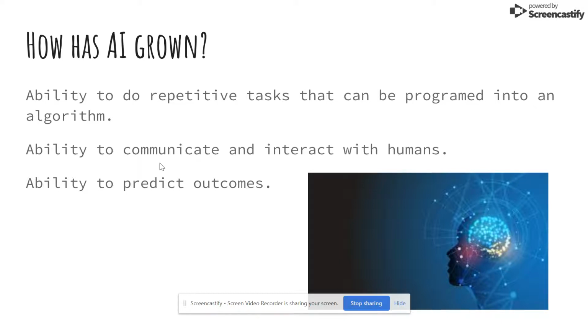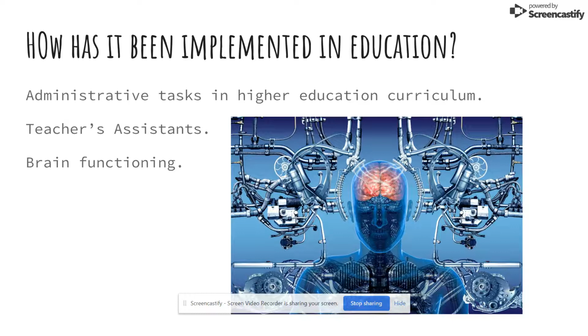AI also has the ability to communicate and interact with human beings. And this is really a pretty cool new feature as well, that has grown. And they are also able, the newest research, these artificial intelligence are able to communicate, interact with humans, and predict what humans are going to say as well.